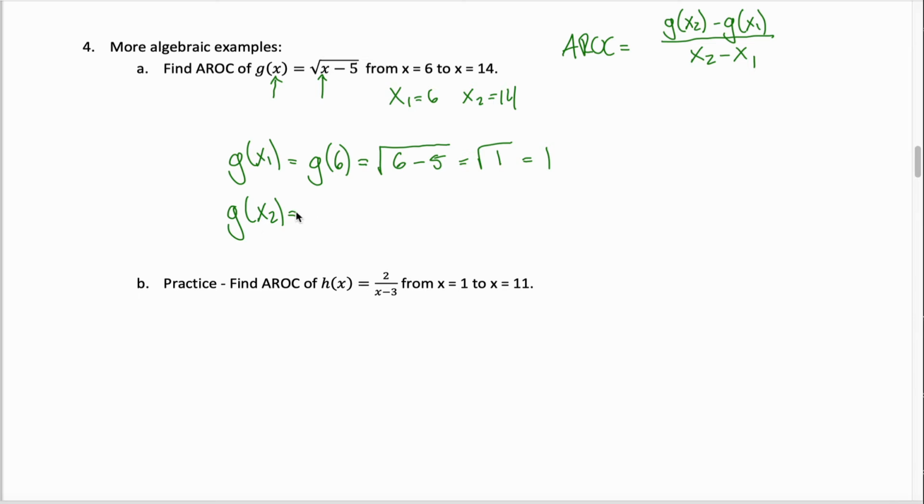Similarly, when I put x2 into this machine, since x2 is 14, I'm just evaluating g of 14. g of 14 would just be the square root of, changing this x into a 14, 14 minus 5. 14 minus 5 is 9, and the square root of 9 is 3. So when I put 14 into the machine, 3 comes out. I now have the four values that I need, x1, x2, g of x1, and g of x2, to calculate my average rate of change.